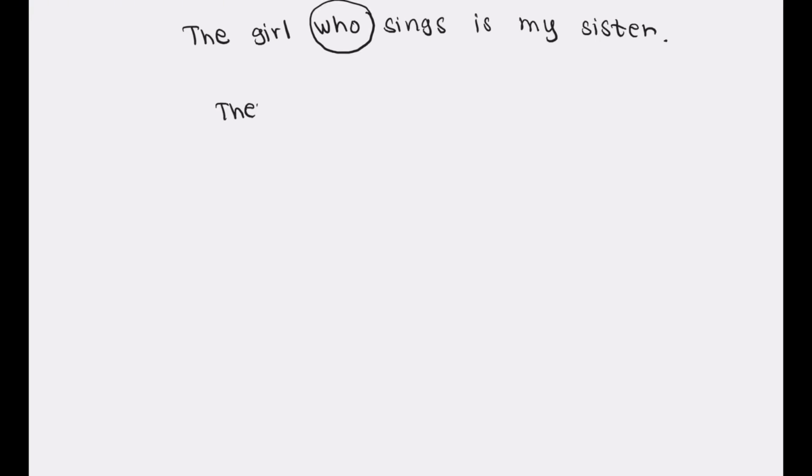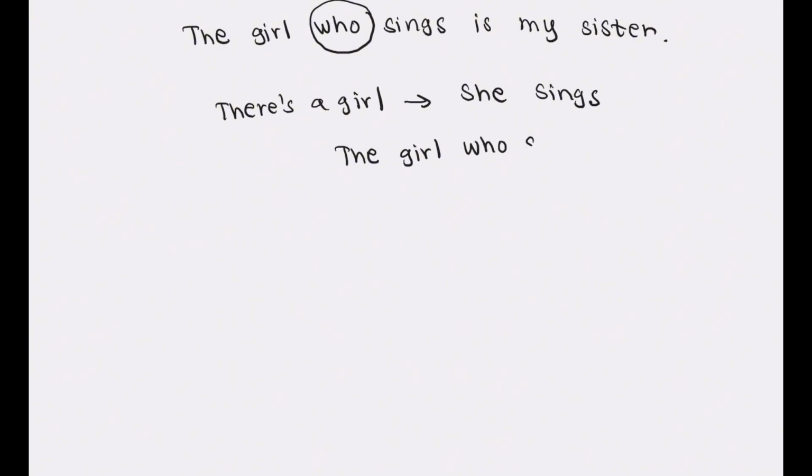There's a girl. She sings. These two ideas are connected, so we get the girl who sings. It's like a shortcut for saying the girl is my sister, she sings, combined into one smoother sentence.